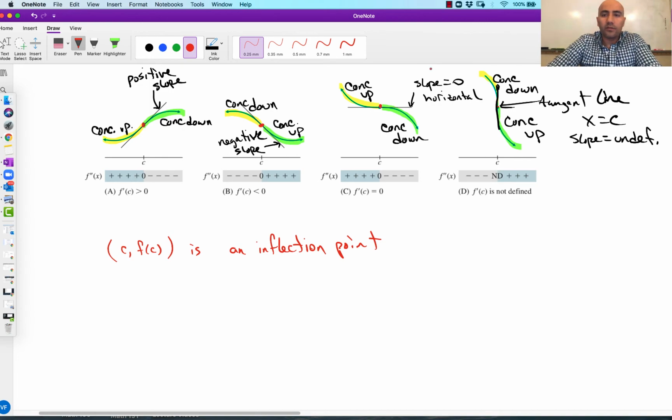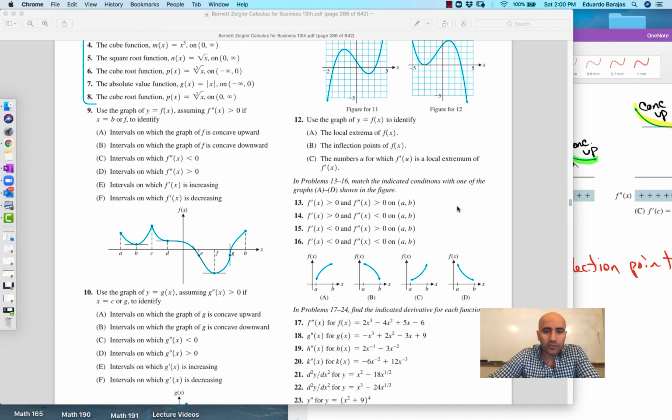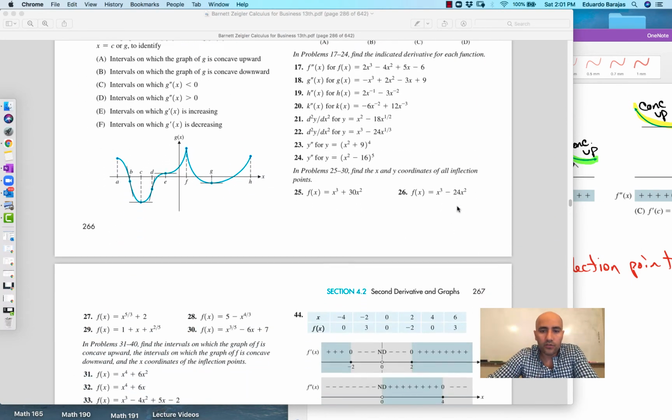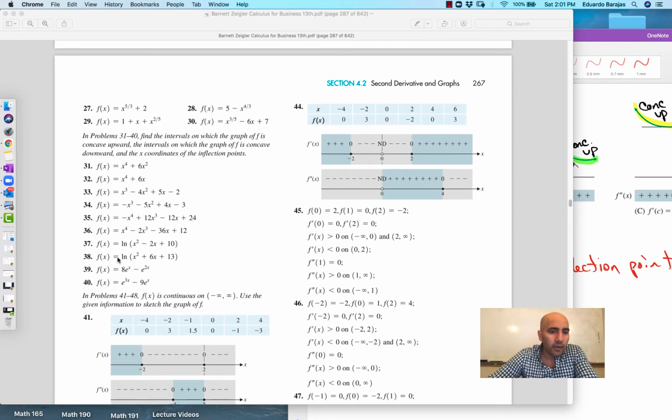All right, let's do an example. Okay, so these are the exercises at the end of the section. Let's grab a really nice, all-inclusive question to wrap up this video. How about something like number 38? Let's do number 38. ln of x squared plus 6x plus 13. Oh, okay, I'll just copy it.